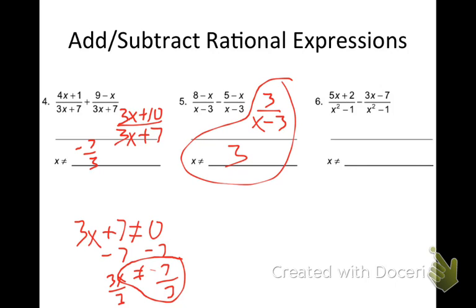And last but not least, number 6. 5x plus 2 over x squared minus 1 minus 3x minus 7 over x squared minus 1. When you combine like terms, what did you get there, Reagan? 2x plus 9 over x squared minus 1. Nice job. And then x cannot equal what values, Reagan? 1 and negative 1. Nice job.